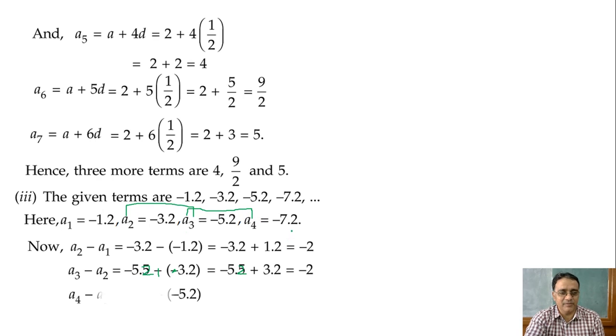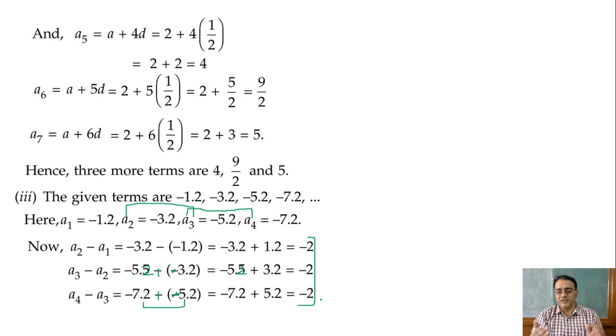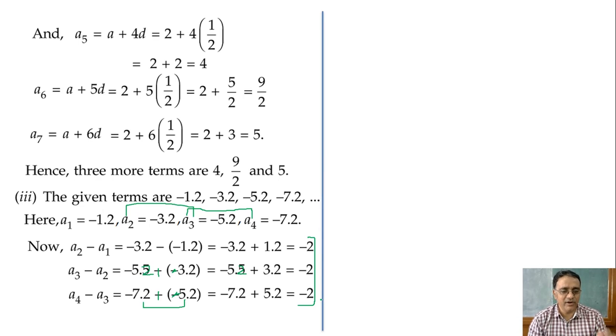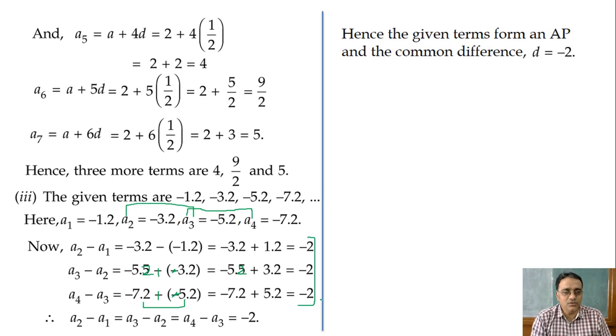That is minus 7.2 minus of minus 5.2. So again here it becomes plus because of the minus. So here also we are getting minus 2. That means all the differences between each consecutive terms are the same. So hence it will form an AP and the common difference is minus 2. Any doubt? No, sir.